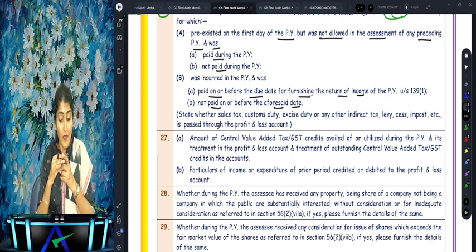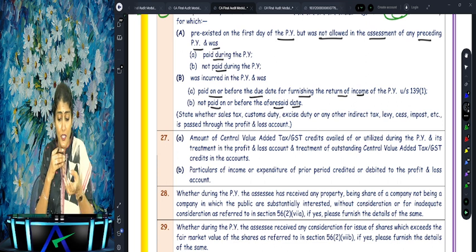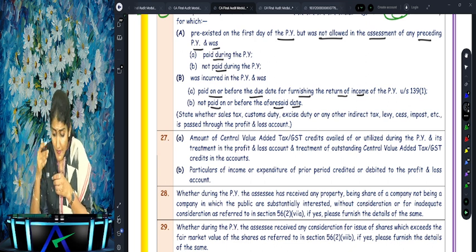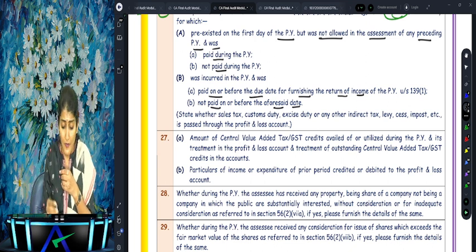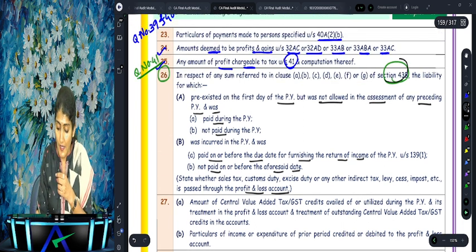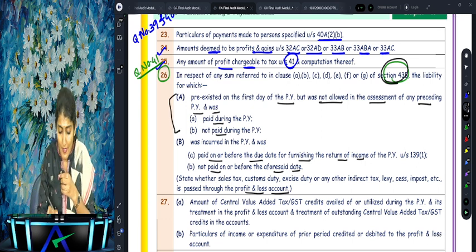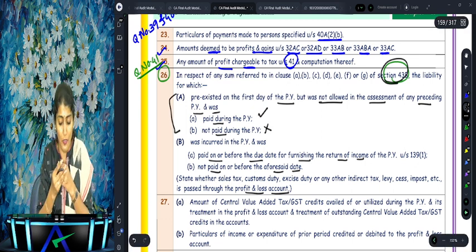So one, whether it has been paid during the previous year. If not during the previous year, at least whether it has been paid before the due date of furnishing the return of income. And state whether sales tax, customs, excise, any other indirect taxes, levy, cess, impost, etc. is also passed through the profit and loss account. Right? So certain deductions are allowed only on the actual payment basis. So what you need to report over here is your opening balance: did you pay during the year or did you not pay during the year?